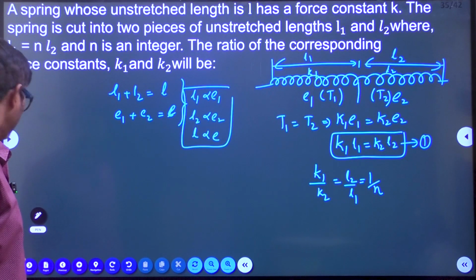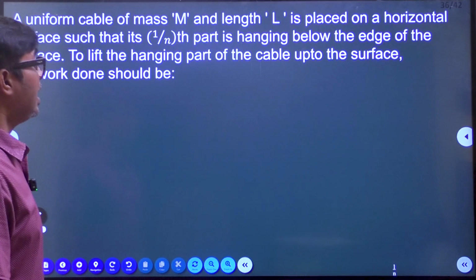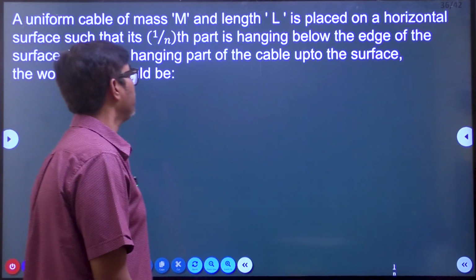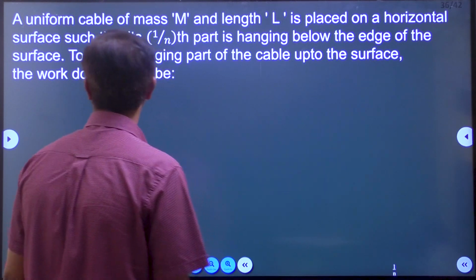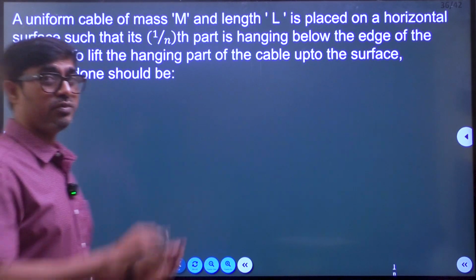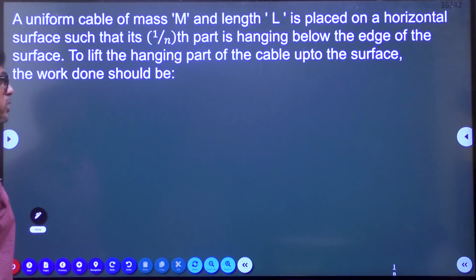Okay, right. Next problem. A uniform cable of mass m and length L is placed on a horizontal surface such that 1/nth of it is hanging below the edge of the table. To lift the hanging part of the cable up to the surface, the work done will be? Earlier we did the slipping situation, now it has to be lifted up. So it's just a reverse process.